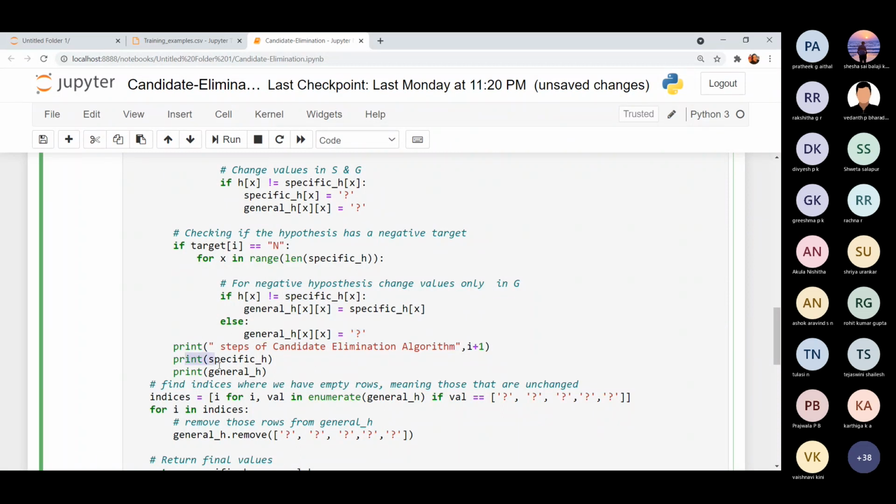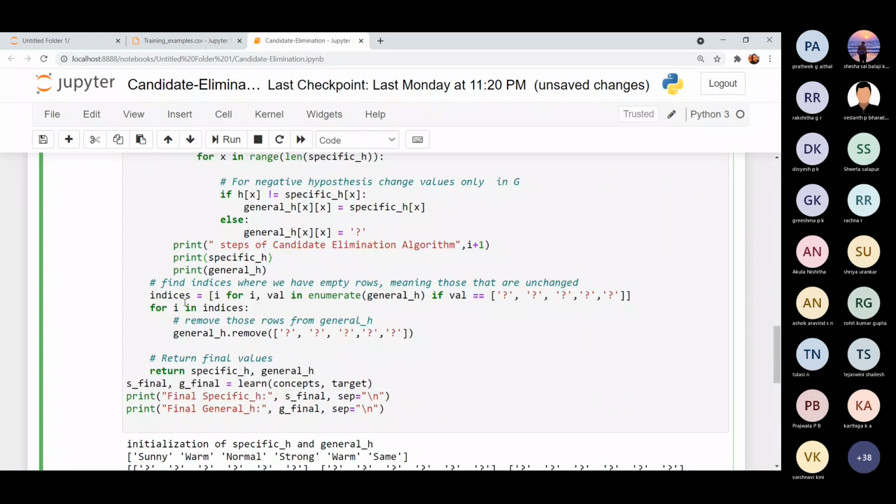We're going to go on printing all the steps of the elimination, so we're putting this inside this for loop. The whole idea is we see a lot of question marks in the general hypothesis. So wherever you find question marks, I have to place 6 question marks here, because there are 6 attributes in this training example.